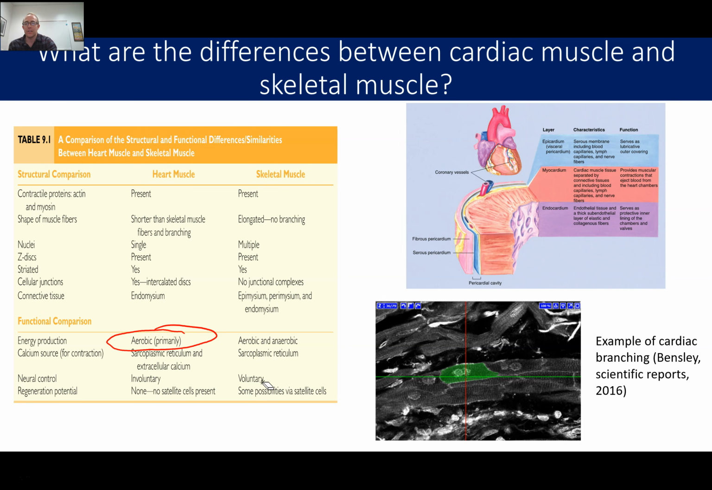Another thing is with satellite cells. You don't have many, if any, satellite cells in your cardiac muscle as an adult. And so damage to the cardiac muscle fibers can be a little more consequential. It's harder to repair, right, without those satellite cells. And so that's when heart attacks and necrosis can be a really bad problem.